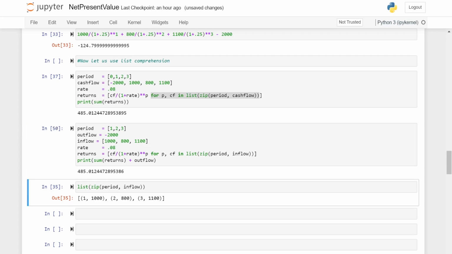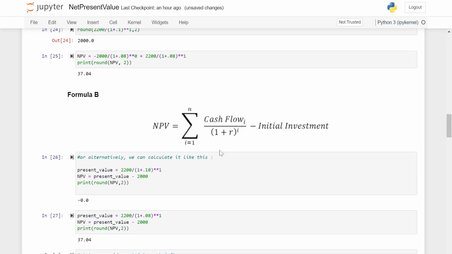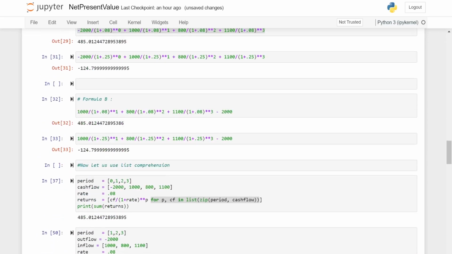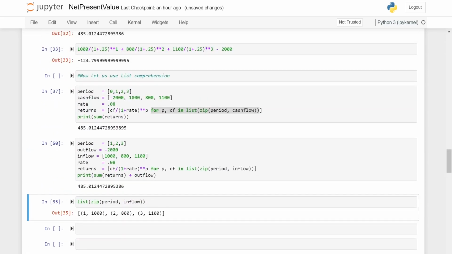This is slightly different as compared to this. Here we are not clubbing cash outflow with cash inflow, we are calculating it separately. Why? Because this is the notation. This formula talks about considering initial investment or cash outflow separately, and that is what we have done here. Look, this is what we have done here, correct?